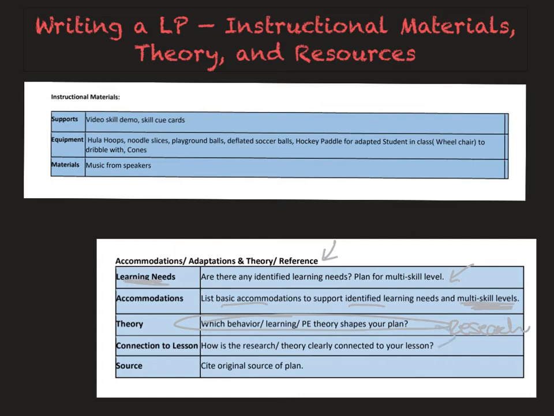How is it connected to your lesson? How does this theory connect to your lesson? And then original site of your plan, your source. Remember, no YouTube. Use real links so that I can click it and find it. And it must say modified by you because you are going to make modifications. Okay? This is so important.